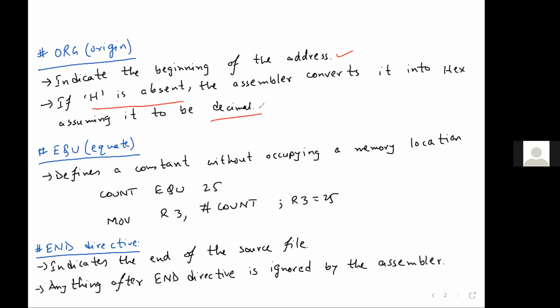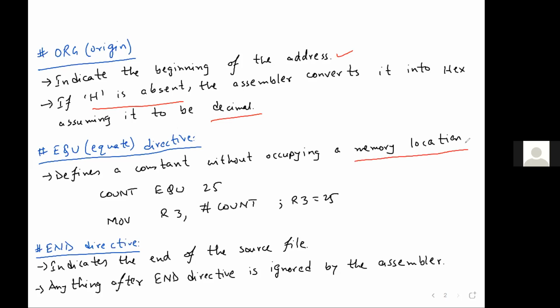The next part is equate. This is also a directive. Equate was also there in our previous course, when we discussed 8086 microprocessor assembly language. The equate directive defines a constant value, or it defines a constant without occupying a memory location.